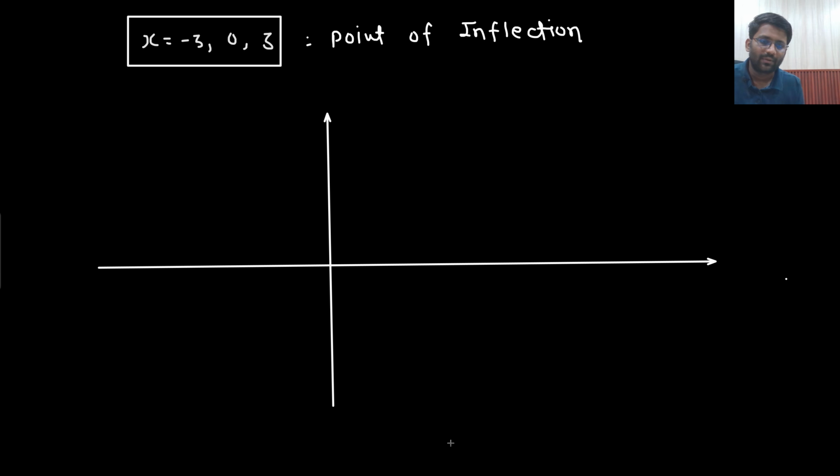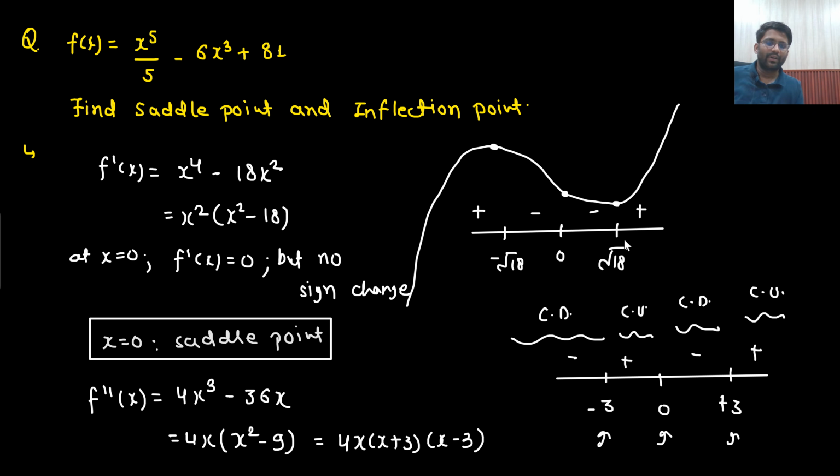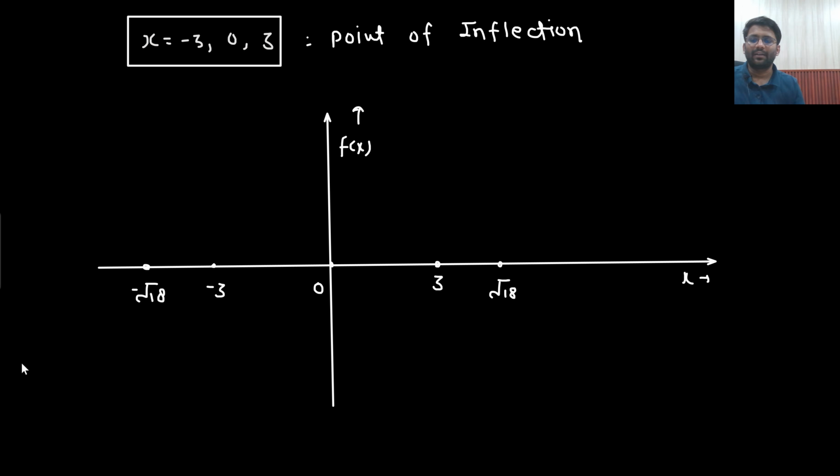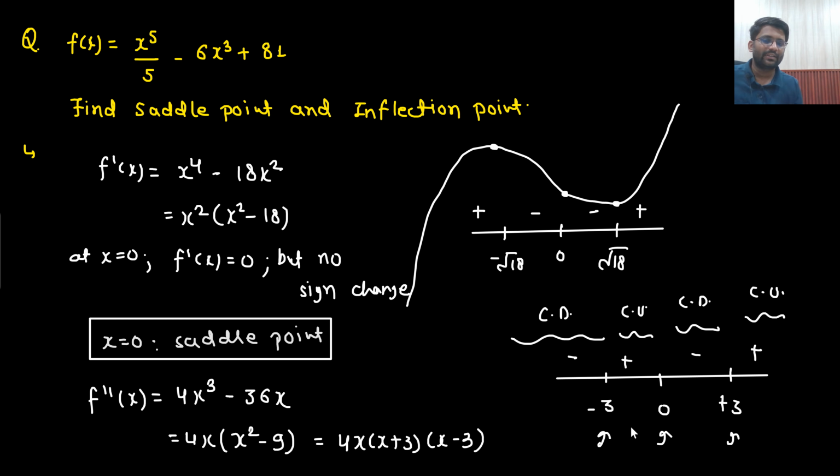What I mean to say is that minus under root 18 will be somewhere here. This will be minus 3. This will be 0. Then you will get 3. Then you will get under root 18. You know that at minus under root 18 and plus under root 18 you will get maxima and minima. So this thing we know, but concavity will change. At what point will concavity change? Concavity will change at minus 3.